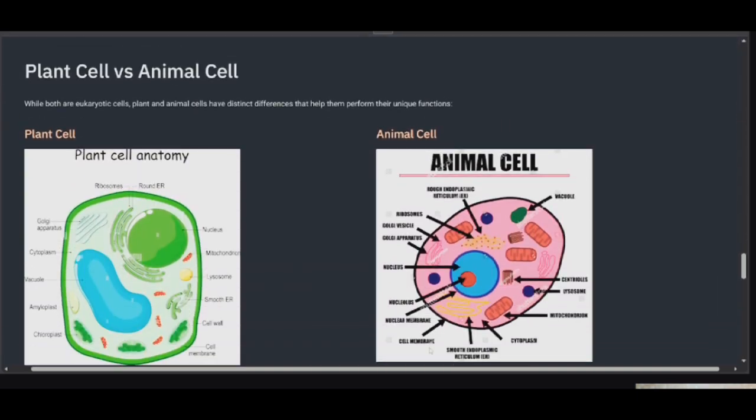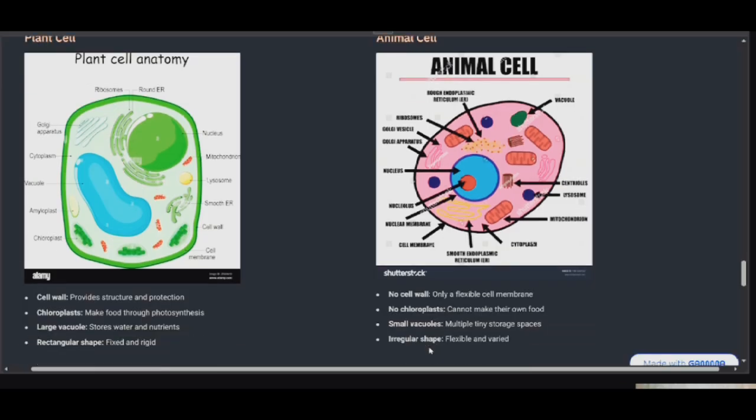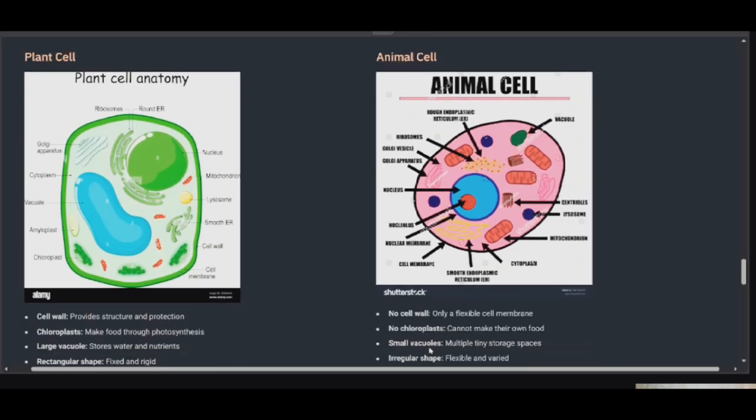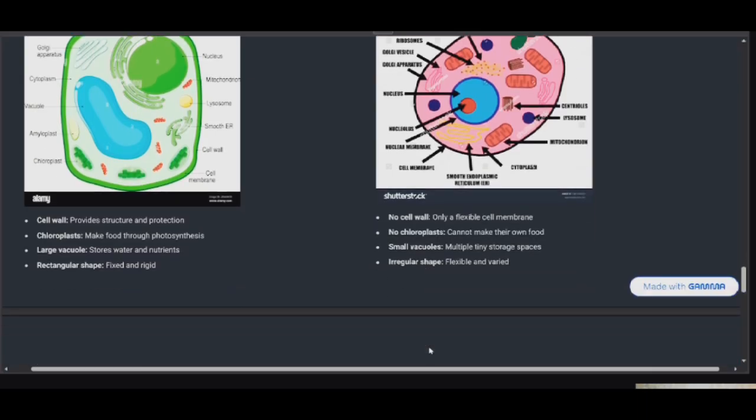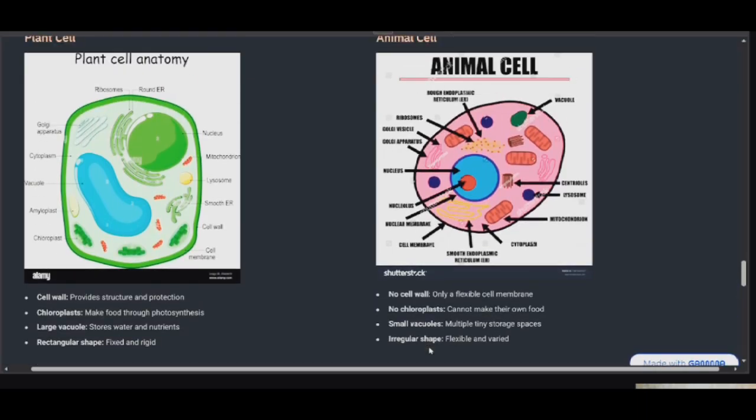Okay, our next topic is plant versus animal cell. While both are eukaryotic cells, plant and animal cells have distinct differences that help them perform their unique functions. We can see a diagram of a plant cell and an animal cell. A plant cell has a cell wall around it, while an animal cell doesn't. The outermost layer of a plant cell is the cell wall, while in an animal cell there is no cell wall, and the outer layer is the cell membrane.